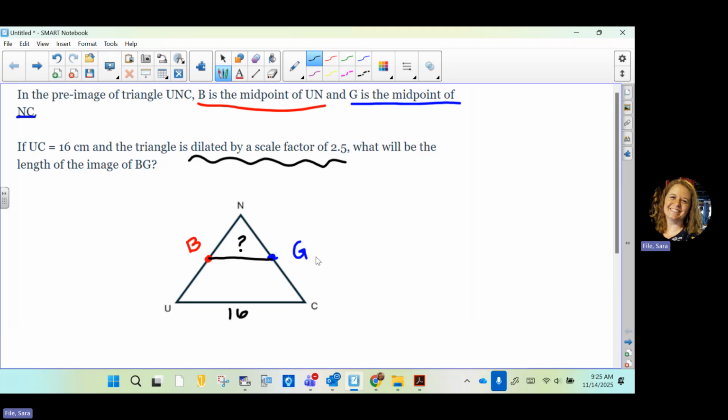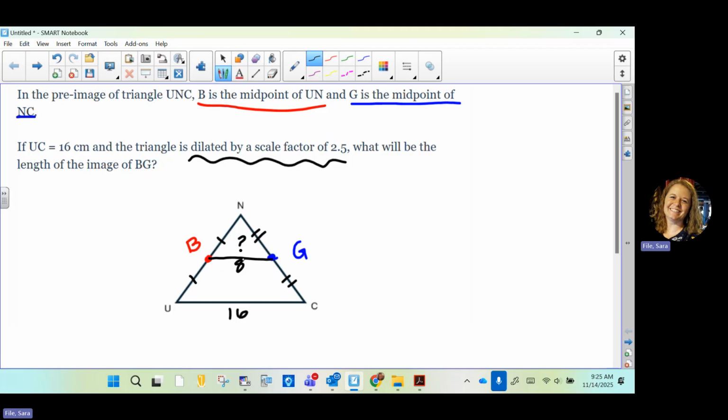Okay, so right now, if I wanted to know the length of BG, what would it be? How do you know it's 8? That's correct, but how do you know that? Why is it half of 16? What is BG? It's a mid-segment. When you connect a midpoint to a midpoint, you have a mid-segment. Okay, they told you that B is the midpoint here and G is the midpoint here. So BG is a mid-segment, which is half the length of the parallel side of the triangle.